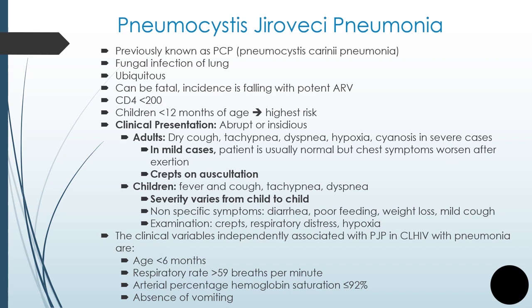chances of PCP in CLHIV, rather than any bacterial or community-acquired infection. And these include age less than 6 months, respiratory rate of more than 59 breaths per minute, arterial percentage of hemoglobin saturation less than 92% at room air, and absence of vomiting.